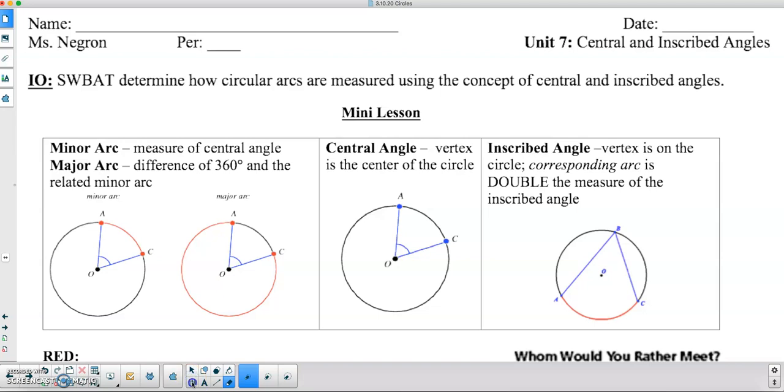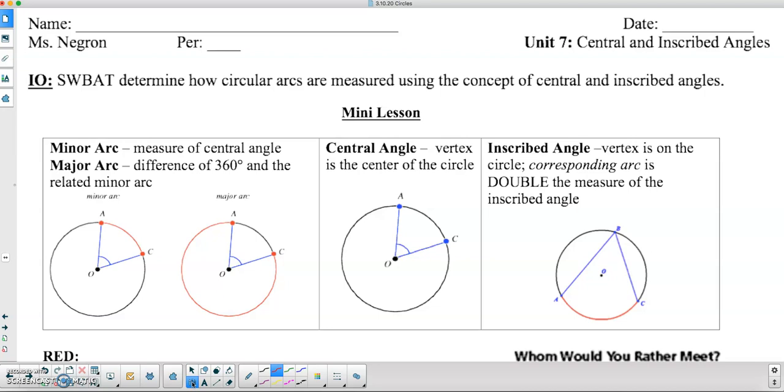Hey everybody, so today we're going to be talking about how to find arc measure based on central and inscribed angles. If you look at the mini lesson, they talk about two arcs. So the first being a minor arc, second being a major arc. For the minor arc, that is the same exact measure as your central angle. Typically, this is less than 90 degrees.